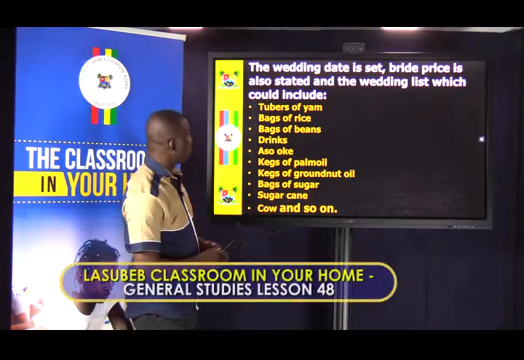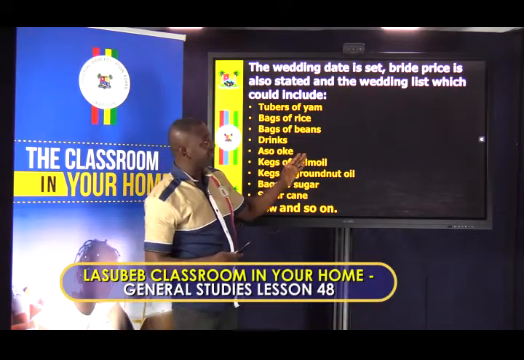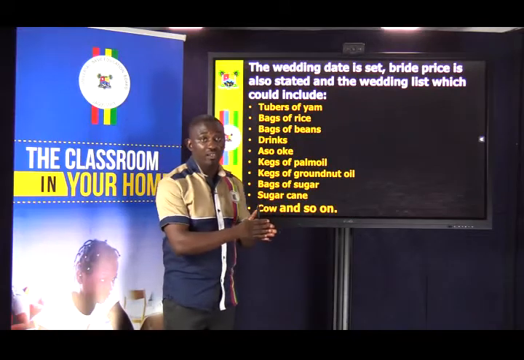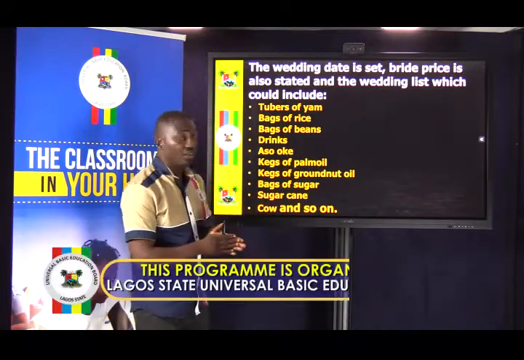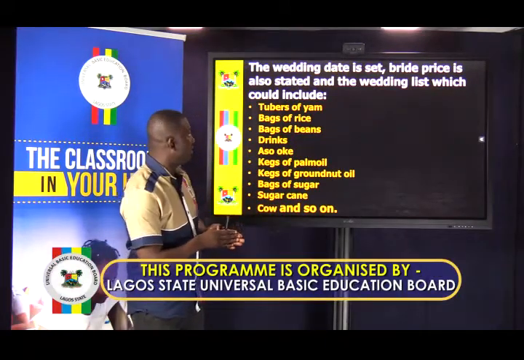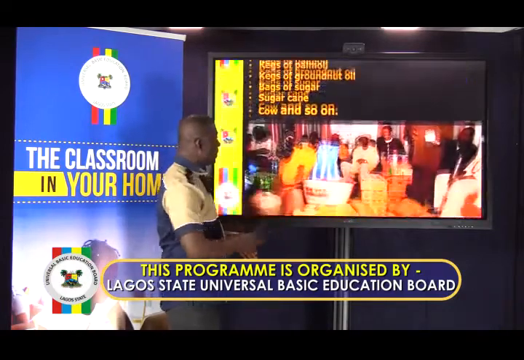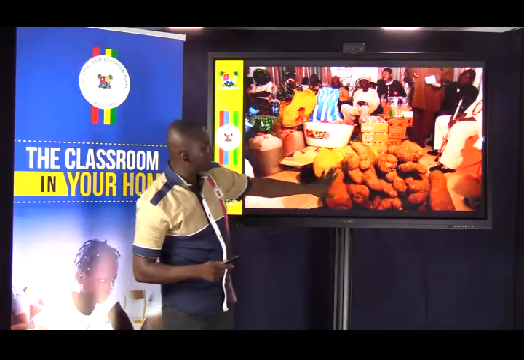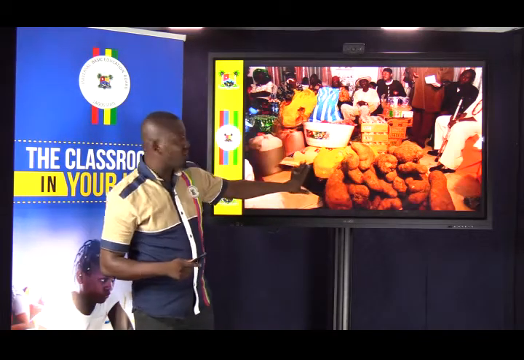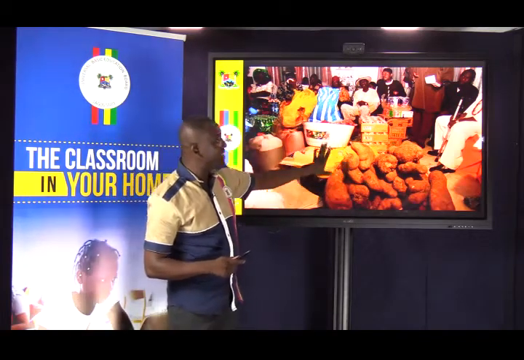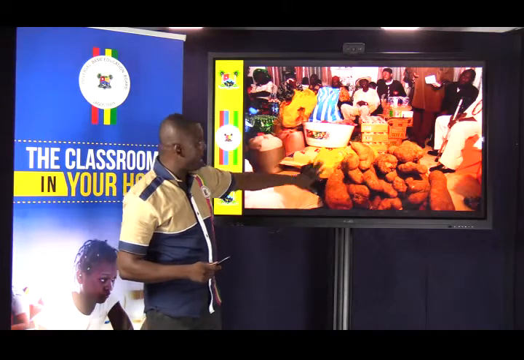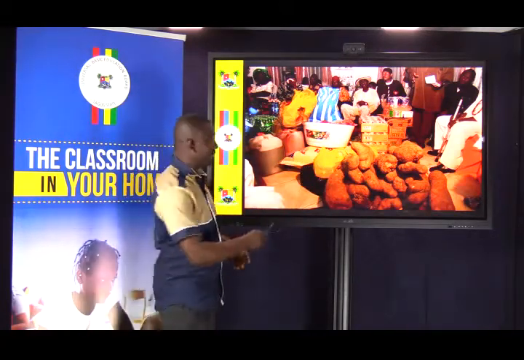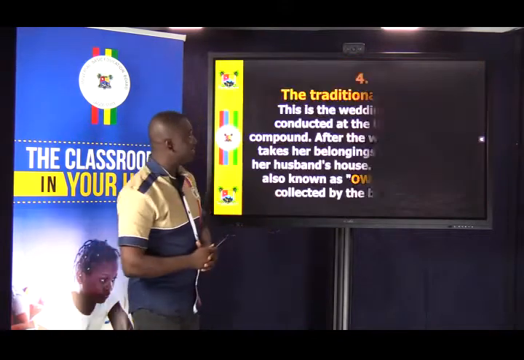So after the wedding date is set, the wedding list is given to the family of the man to bring on the day of the wedding. And as you can see, this is a good example of the wedding list that has been provided by the groom's family.